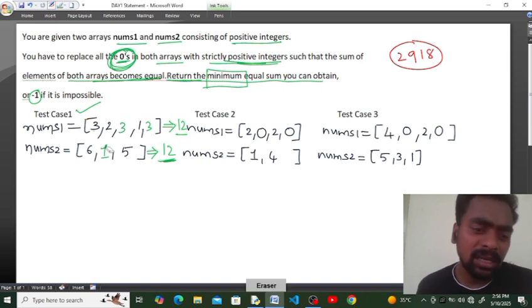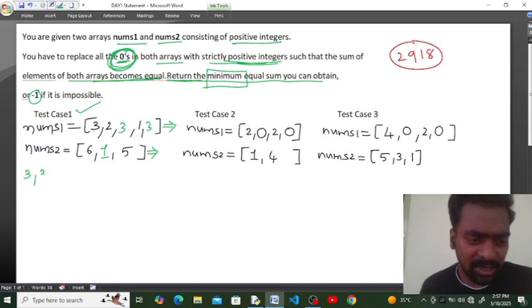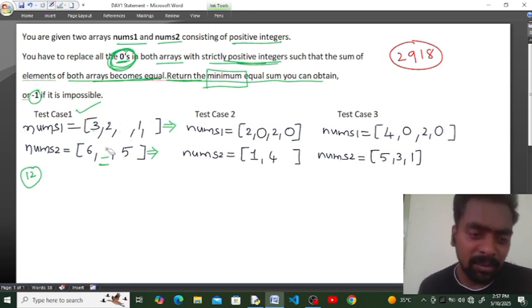Sir, why are you replacing it this way? For example, this is one answer, right? In the first array, nums1, if the first two zeros are replaced with 3, the sum we get is 12. And in the second array, the zero I am replacing with 1, so the total sum again is 12. So the first way I am getting the equal sum is 12. But don't say it is minimal. We don't know, right? So let us do one thing. Let us come back to the original question.